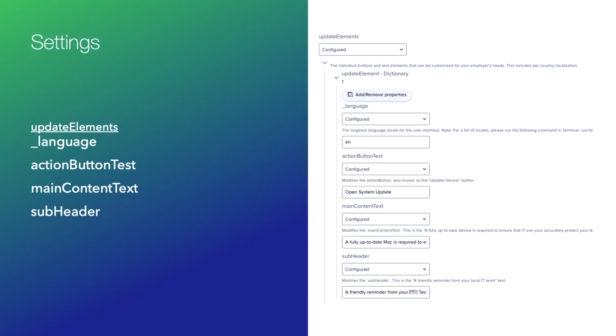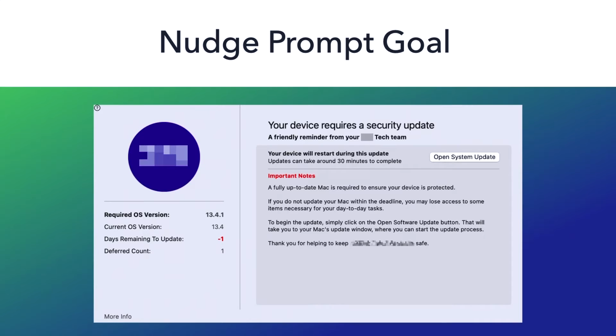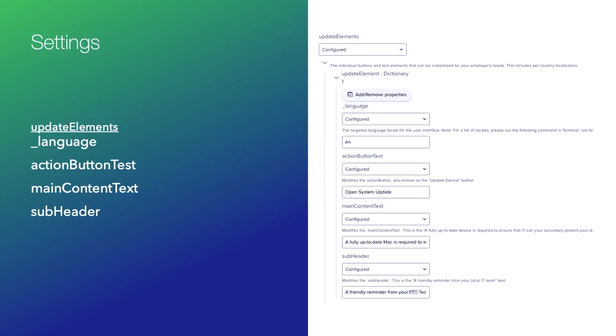You can change the text all you want. The main content text, that is what we saw earlier on our friend. Let me go back here. The main content, a fully up-to-date Mac is required. Again, you can tweak this. You can even allow nudge to add the screenshot in there as well. I like to keep it really, really simple, so I don't put a screenshot in there.